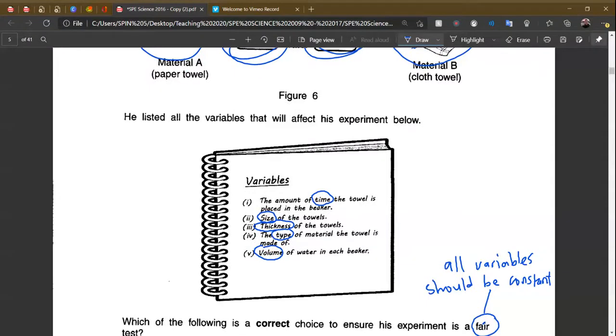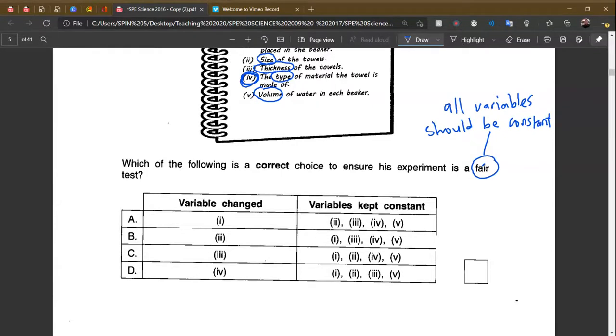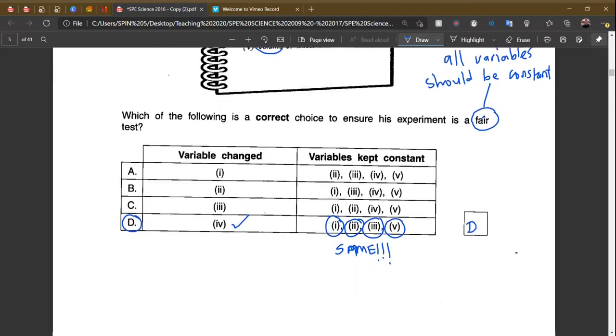And if you look at the choice, the type of material the cloth is made of is number 4. So only number 4 is changed. And if we look at the choice in the table, only D mentioned number 4. The rest of the variables 1, 2, 3, 4, 5 must be the same. Only that way it will be fair. Okay, hopefully you understand so far, and let's continue.